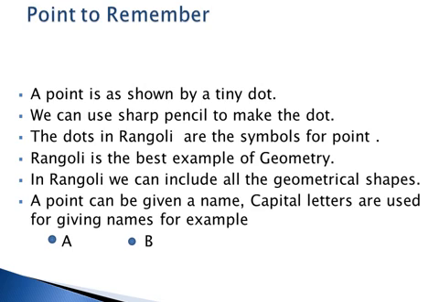A point can be given a name. Capital letters are used for giving names. For example, if we see below, there are 2 points and capital letters are symbolizing the points. Hence, we can call them point A and point B.